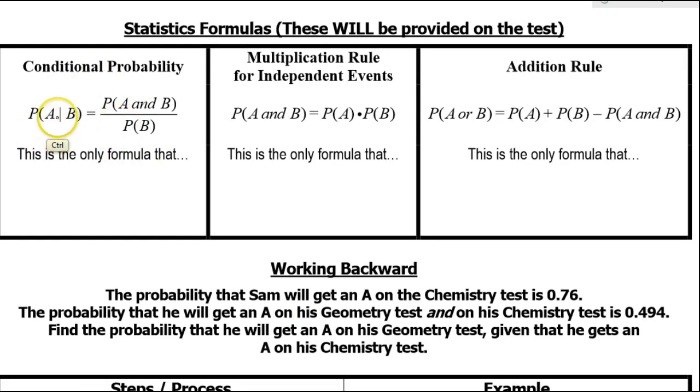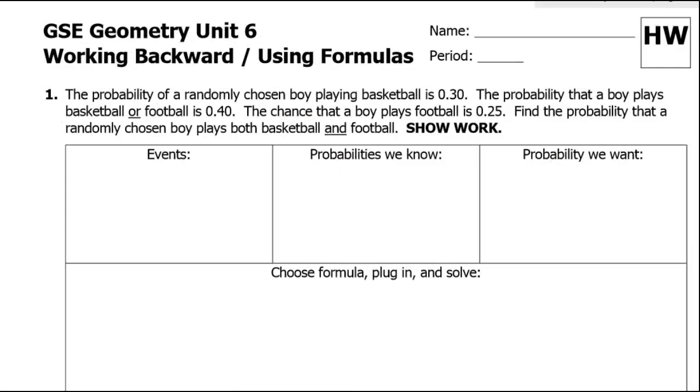Notice that the first formula is the only one that involves given, probability of A given B. So if the word given turns up, I'm going to use this formula. This third formula, the addition rule, is the only formula that involves OR. So if I see A or B, I know it's going to be this formula. And if I don't see either one of those two things, it's probably going to be the middle formula. So let's take a look at problem number one.